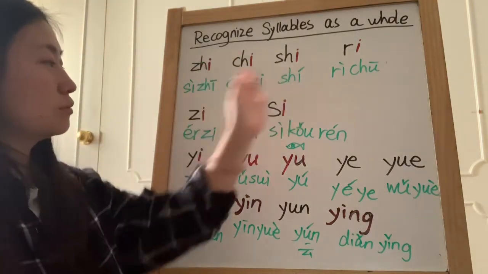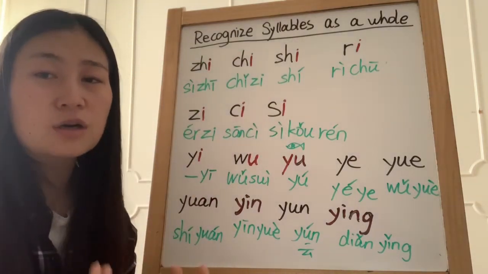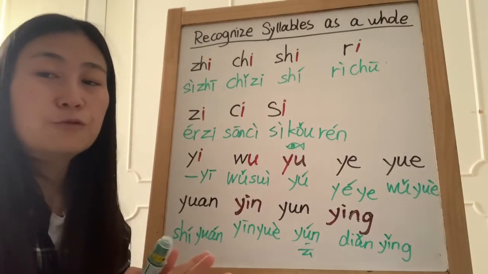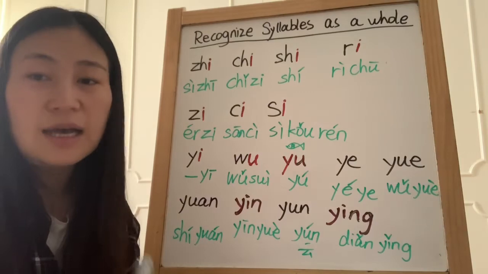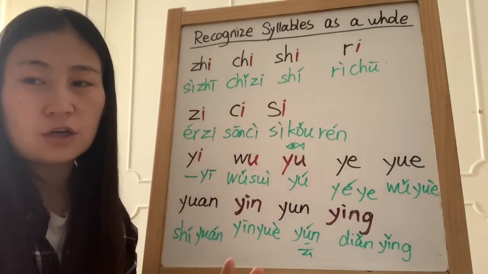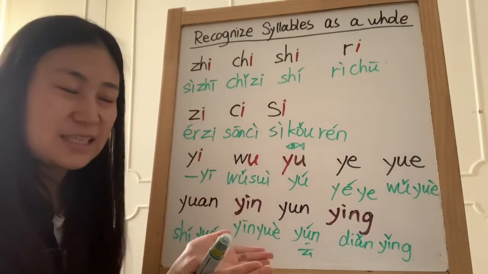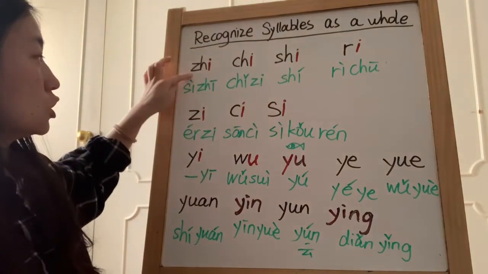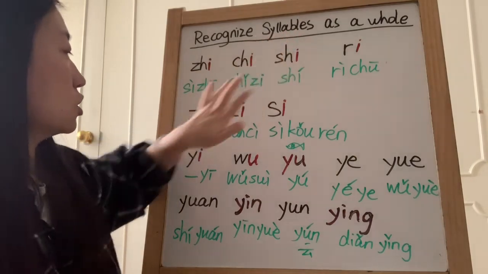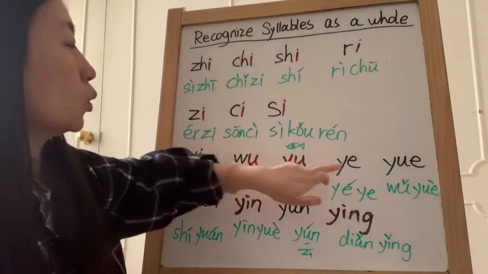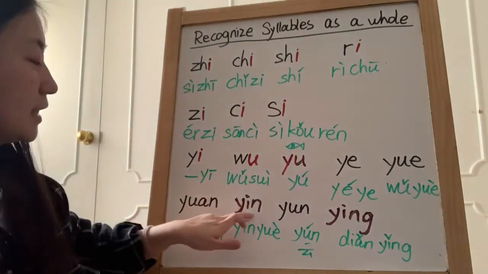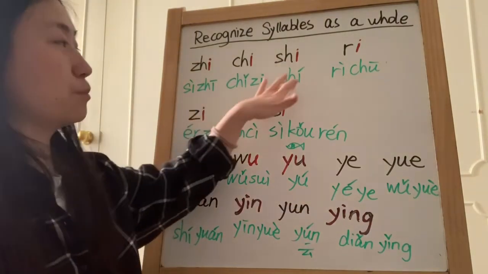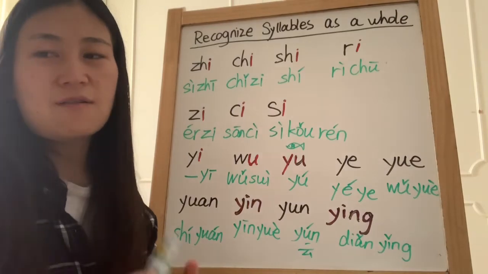So all these words, you don't have to remember what the meaning of them is, but I would like you to write them down and record a video practicing the recognized syllables as a whole. 知 吃 诗 日 子 次 思 一 无 语 耶 约 yuan 音 yun 应, okay? And their examples, okay? Alright.